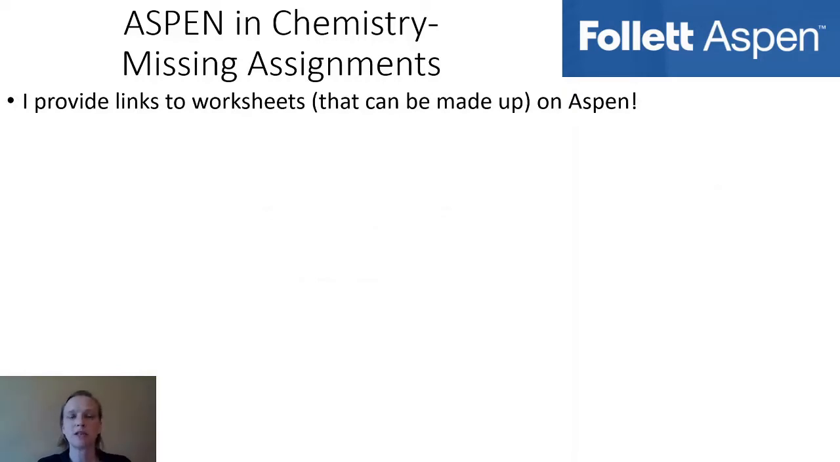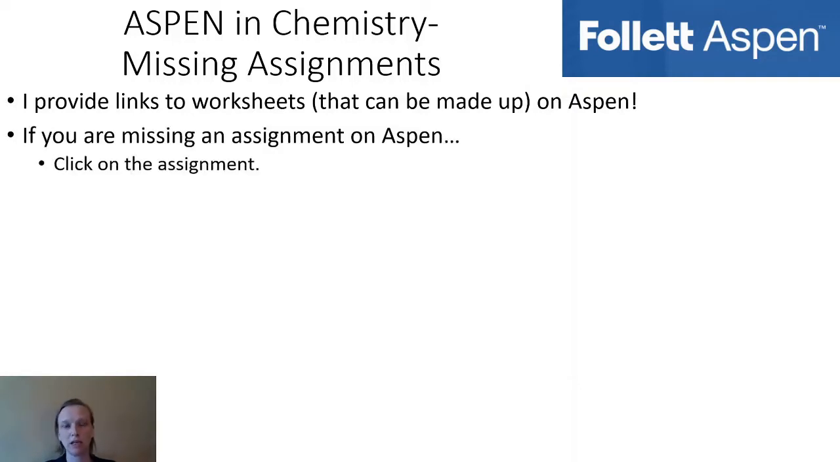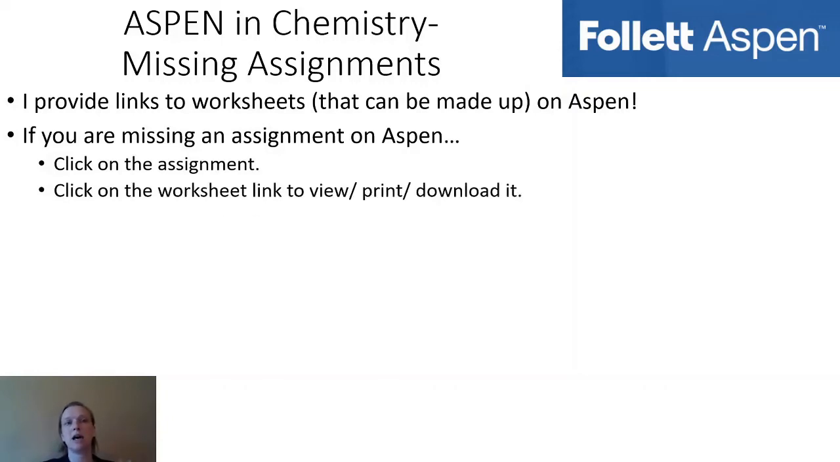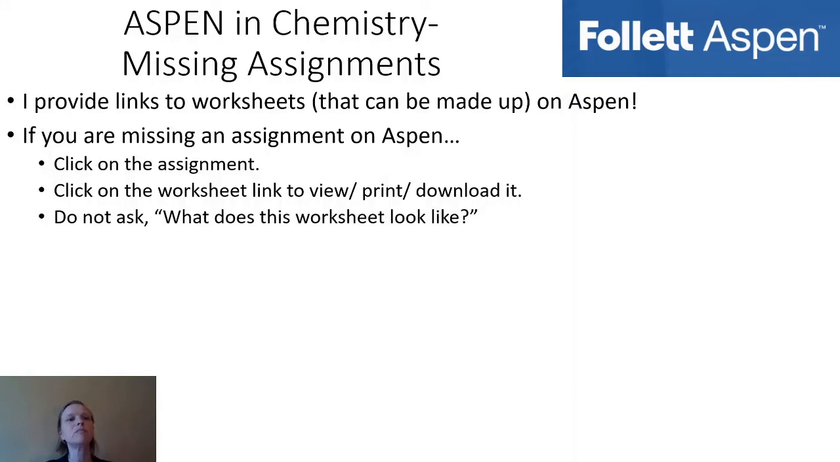One other thing that Aspen is great for is that I provide links to worksheets that can be made up on Aspen. So if you ever have a missing grade on Aspen, click the assignment link and click on the worksheet link to view, print, or download it. You may need to be logged into your school Google account to access it because these files are almost always on my Google Drive. So you don't have to ask me what the worksheet that you're missing looks like. You can always look on Aspen and see for yourself.